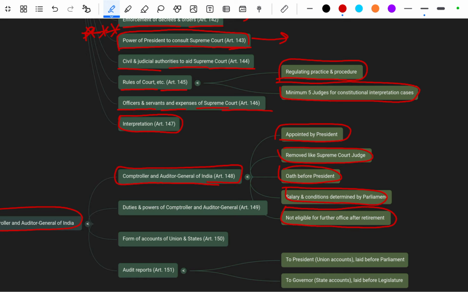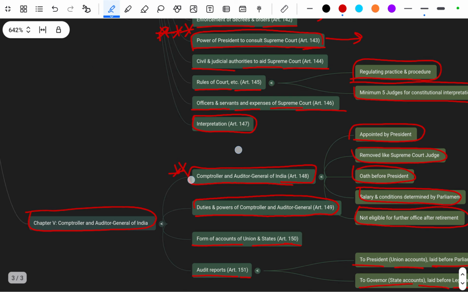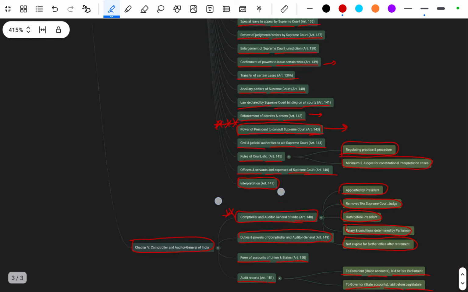Next are the duties and powers of the CAG, under Article 149. You have to remember the form of the accounts of the union and state under Article 150. Next is the audit report under Article 151. To the President, union accounts are laid before Parliament. To the Governor, state accounts are laid before the state legislature. So that is the power of the CAG.